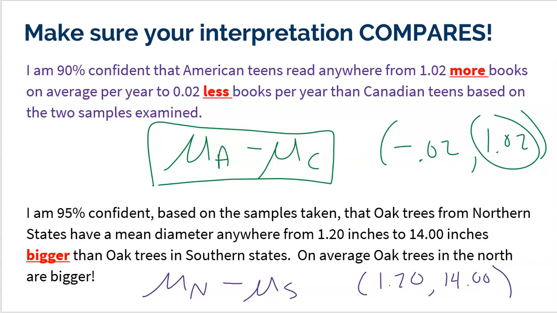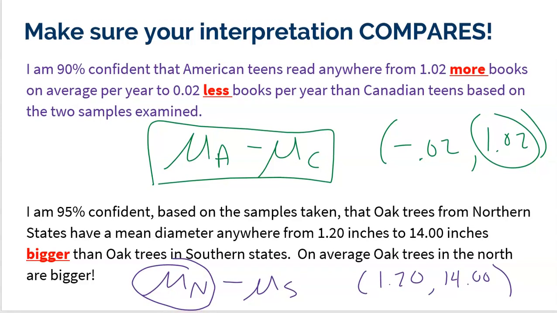So remember, what this means is that they're both positive. If both are positive, that means that I'm very confident that the north oak trees on average are bigger. So I'm 90% confident, based on the samples taken, that oak trees from the northern states have a mean diameter anywhere from 1.2 inches to 14 inches bigger than the oak trees in the south. So I'm pretty confident that on average, oak trees in the north are bigger, because my entire interval was positive.